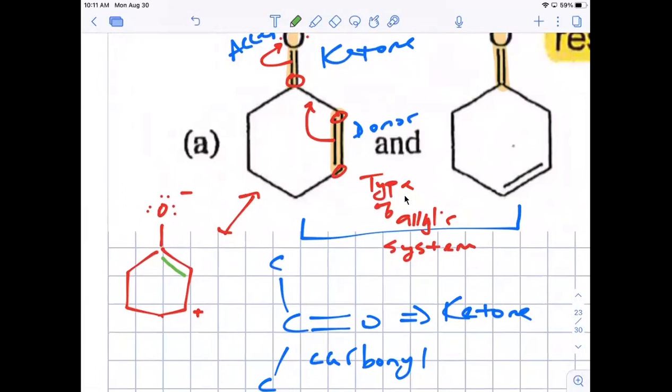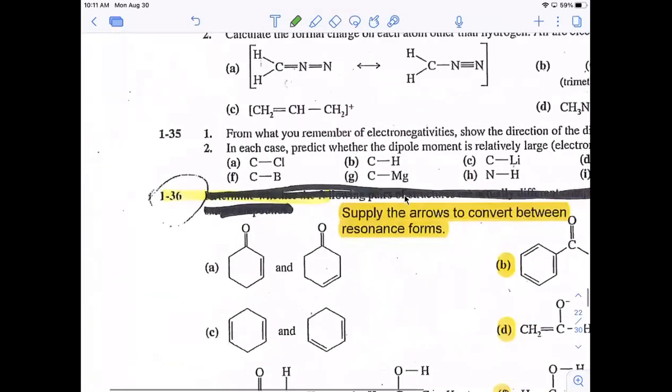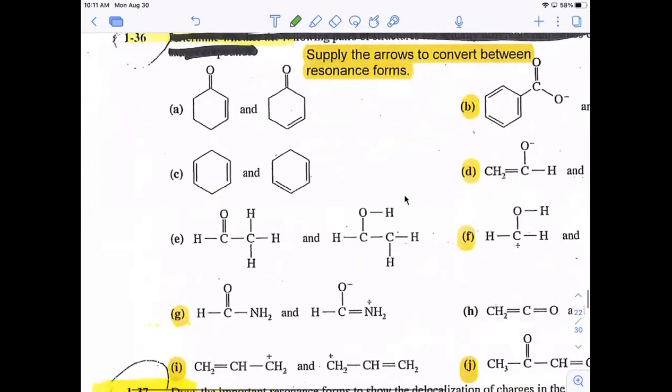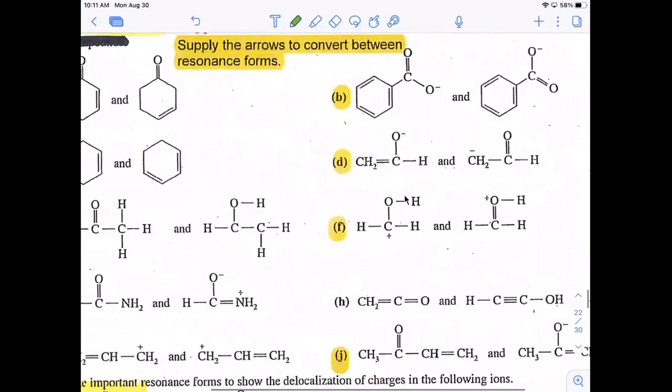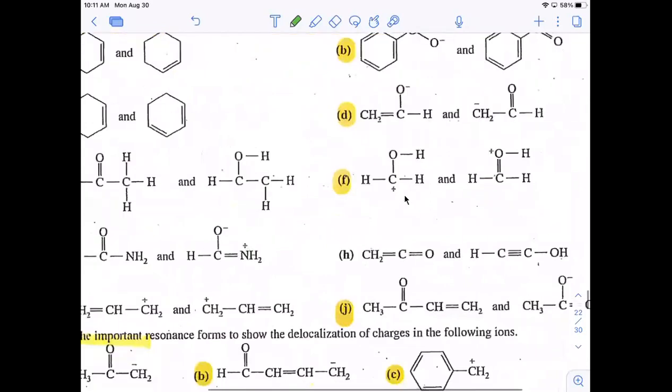Is this a part of the homework page too as well? This problem? I just cut it from the questions up here in 1.36. All right. So let's take another one, well, let's finish this one first.